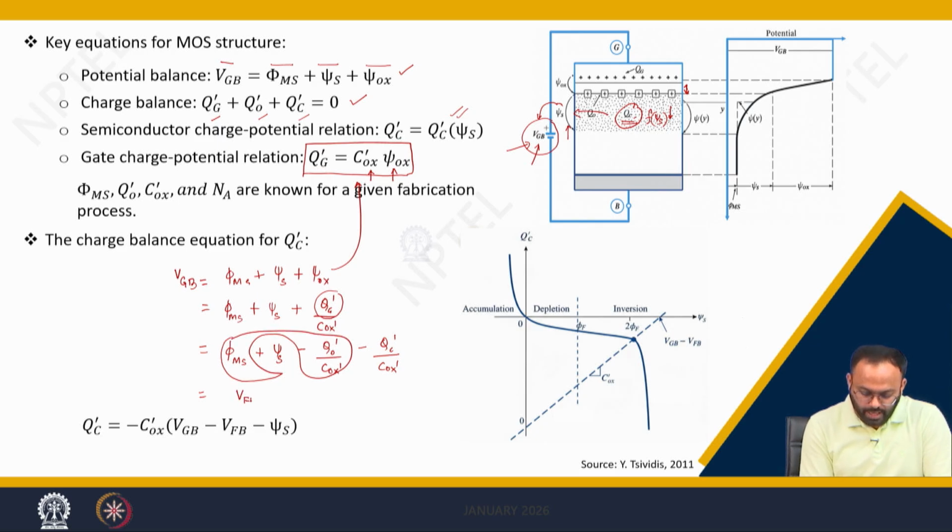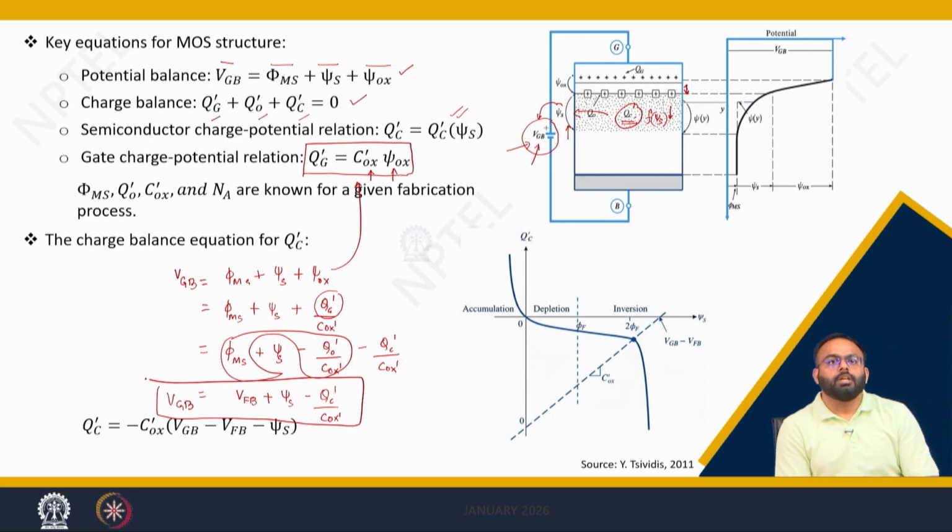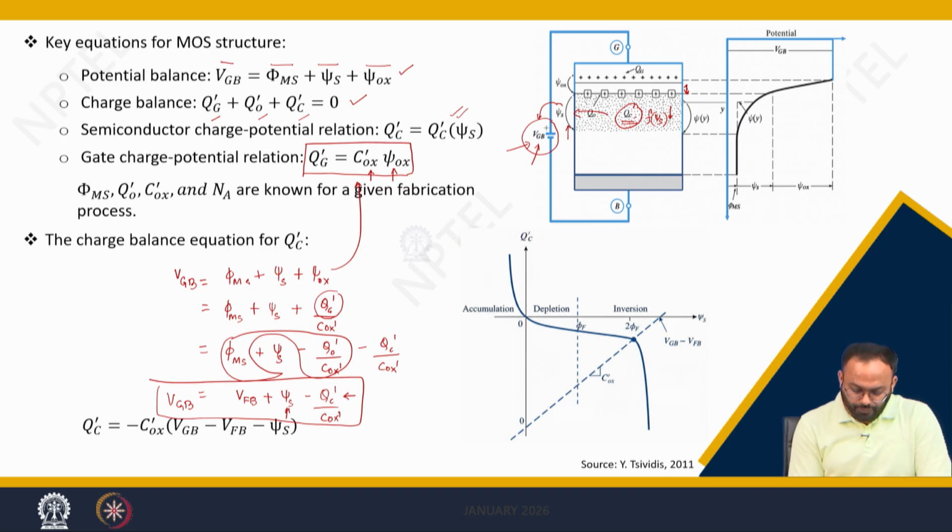Flat band voltage, VFB, plus psi s minus QC dash by COX dash. So, now we are in the stage where we can relate all these three quantities by a single equation. Here we have VGB, which is nothing but the gate to body voltage externally applied, surface potential, which is a result of applied gate voltage, and QC dash, which is again a result of how surface potential is tuned in. So, if we solve for QC dash, we will get this equation.